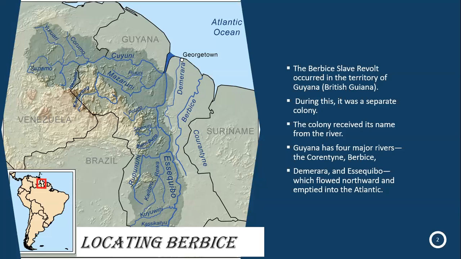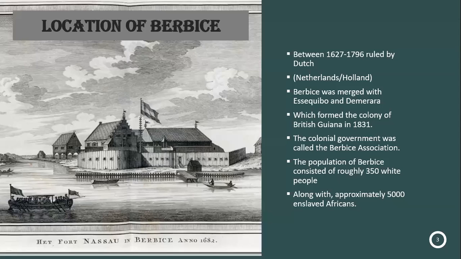Guyana has four major rivers: the Corentyne, Berbice, Demerara, and Essequibo. They all flowed northward and emptied into the Atlantic. Between 1627 and 1796, Berbice was ruled by the Dutch, or we'd call them the Netherlands and the Hollands. Berbice was merged with Essequibo and Demerara, which ended up forming the colony of British Guyana in 1831.